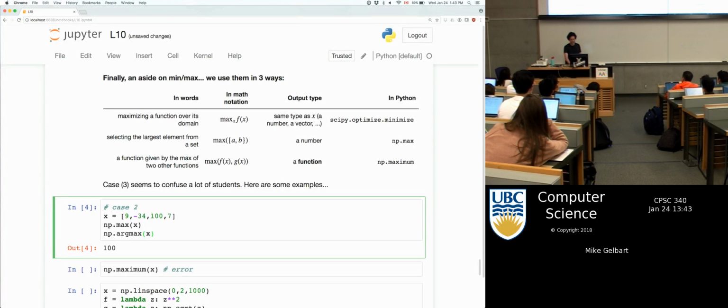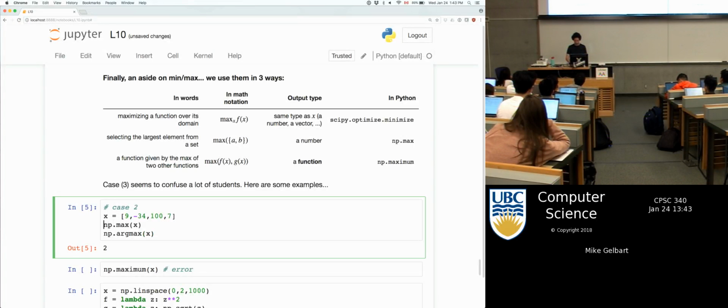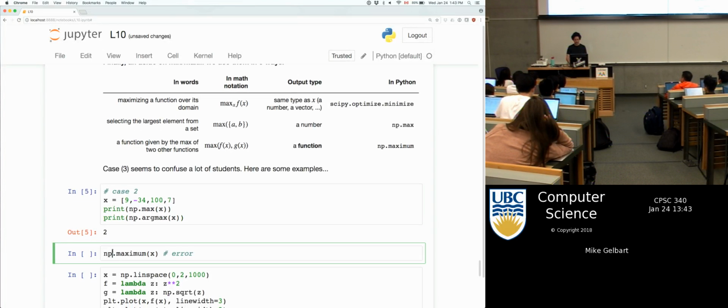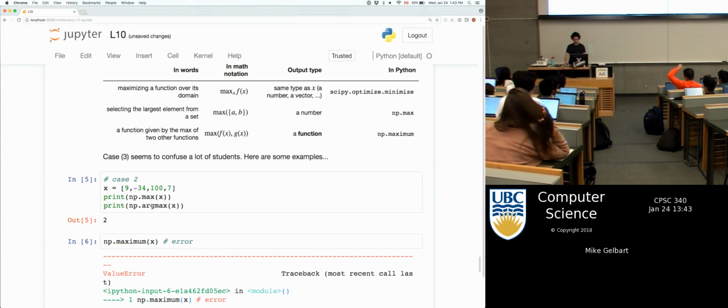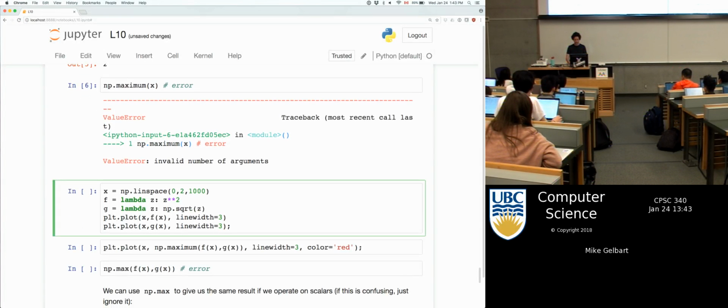2, right. It's going to output 2 because it is the index of the thing that makes it biggest. In this case, all we have to describe that is the index. Okay, so this throws an error. Fine. It means something different in Python. And here's this other case, okay?